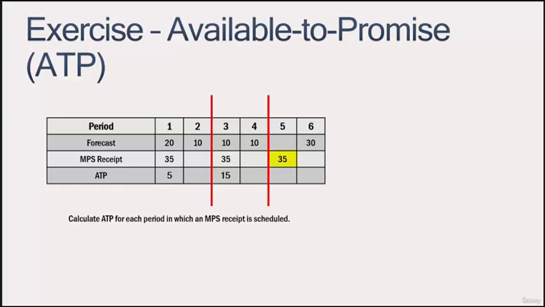You have 35 pieces MPS receipt in period 5, minus 0 pieces customer order for period 5, minus 30 pieces customer order for period 6 equals 5 pieces ATP in period 5. In period 5, we'll have 5 pieces available to promise until the next MPS receipt.